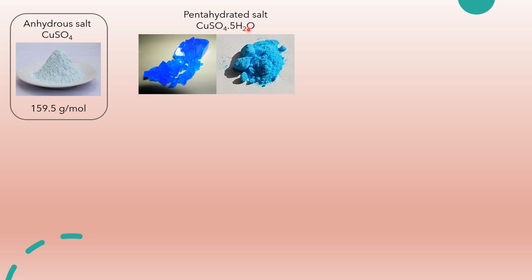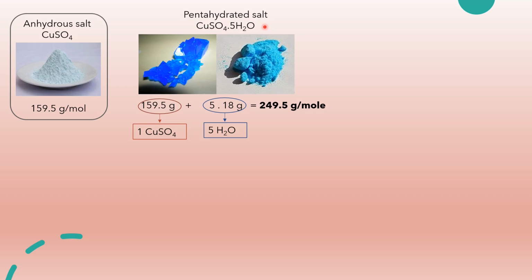There's also the hydrated sulfate with 5 molecules of water per mole of salt. That is a blue crystal or a blue powder. And how do we calculate the molar mass of this compound? You have to consider the molar mass of the salt itself plus 5 times the molar mass of water, because there are 5 moles of water here. So the entire mass is in this case 249.5 grams per mole.